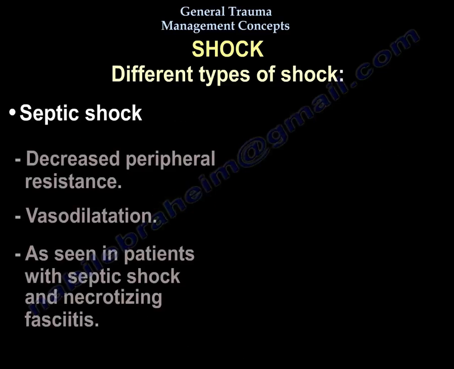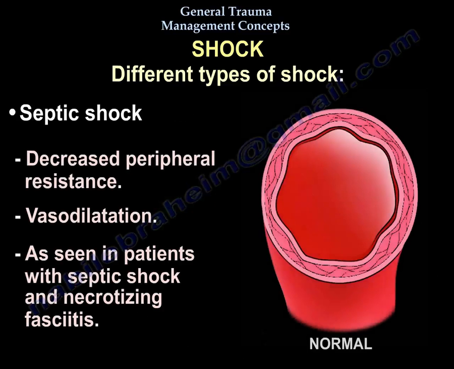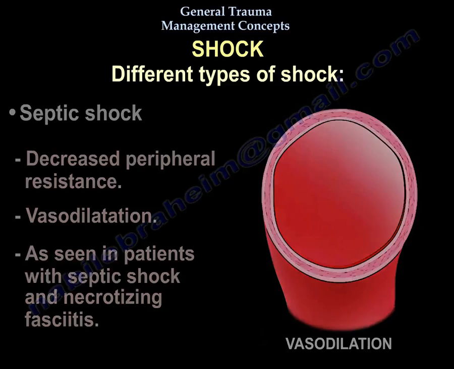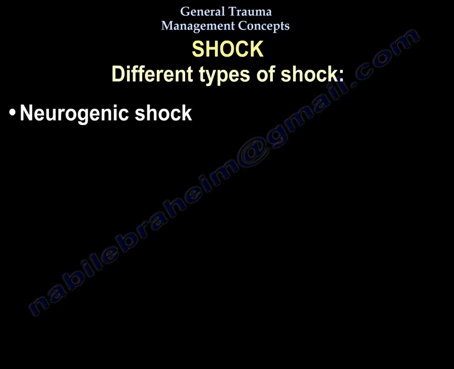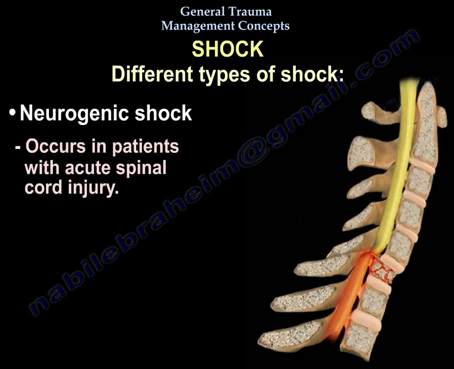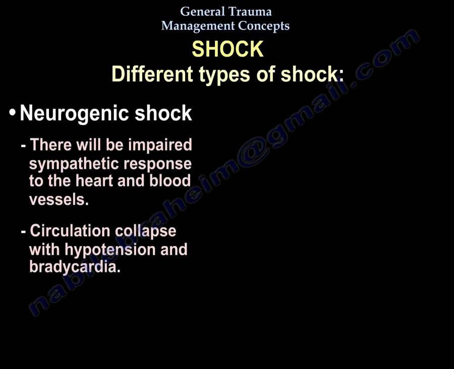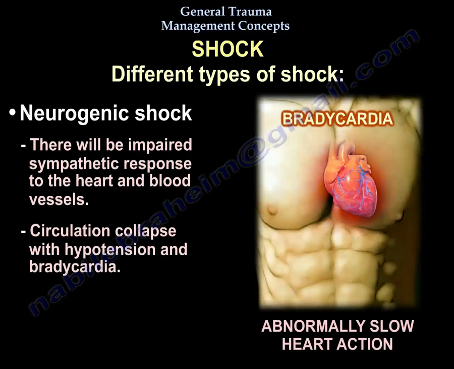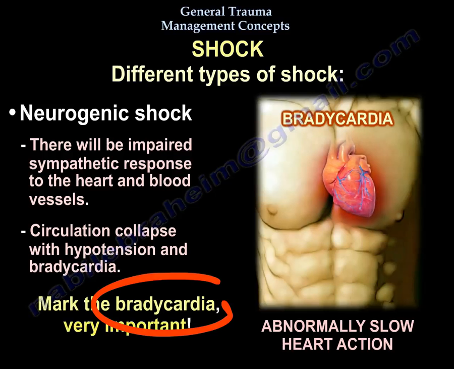Another shock is called septic shock. You will have decreased peripheral resistance, vasodilatation. Then you have the neurogenic shock, which occurs in a patient with acute spinal cord injury. There will be impaired sympathetic response to the heart and to the blood vessels. There will be circulation collapse with hypotension and bradycardia. Mark the bradycardia, very important.